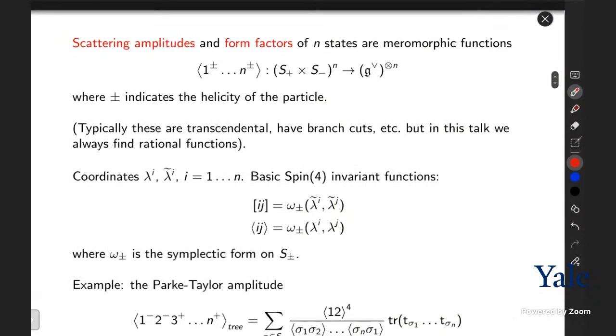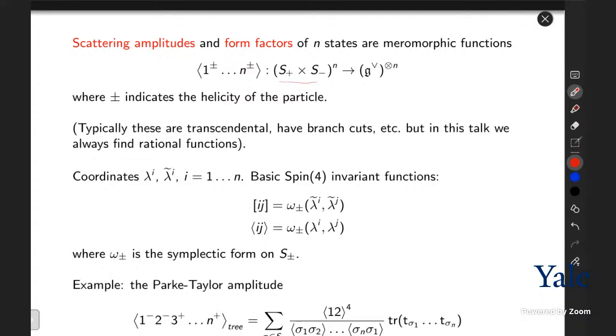Now, given these states, you can form the scattering amplitude. And the amplitude is going to be a function of my momenta. So I'm going to input n states. Some of them are positive helicity, some of them are negative. And for each state, my momenta is parameterized by this point in S plus times S minus.